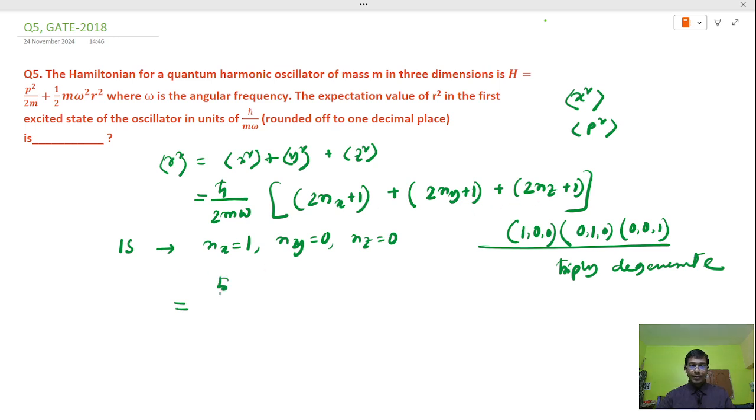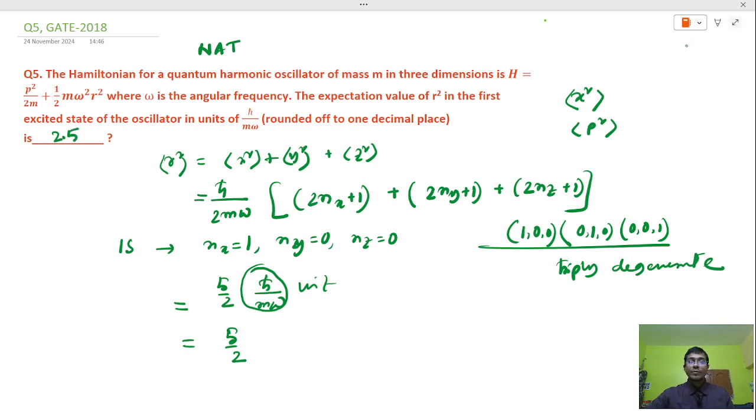Basically we have 5 by 2 h cross by m omega, and this is a GATE NET type question, where the answer should be numerical. It is in the unit of h cross by m omega, so this is the unit, and our value would become 5 by 2, which is 2.5, would be our answer.